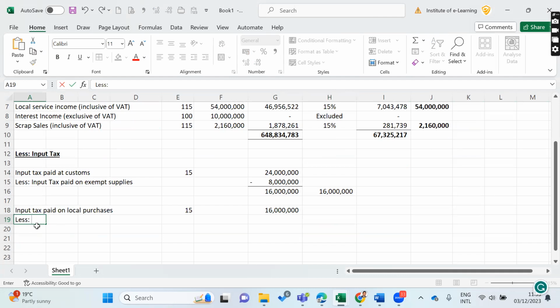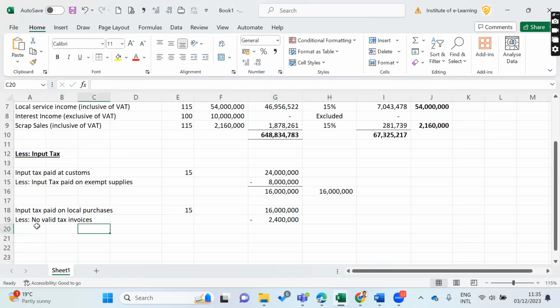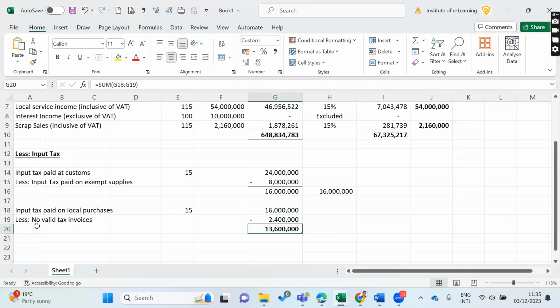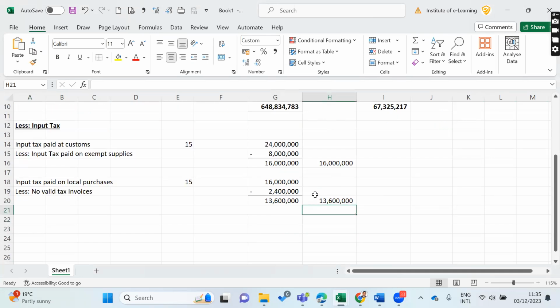We can't claim the input. Then, the no valid tax invoices, how much? 2.4 million. Then you can claim only payable input on local purchases, which would be 13.6 million. Claimable input related to local purchases.